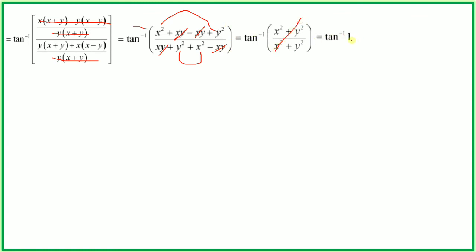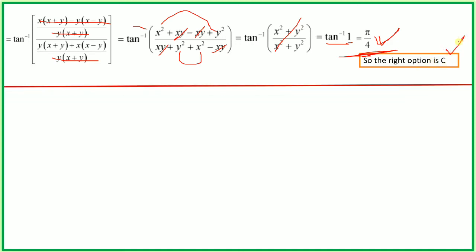Tan inverse 1, and 1 is tan pi by 4. So tan inverse tan pi by 4. So tan inverse and tan are removed. So we will have pi by 4. That is the value in this question. So the right option is option C, what was given in this MCQ.